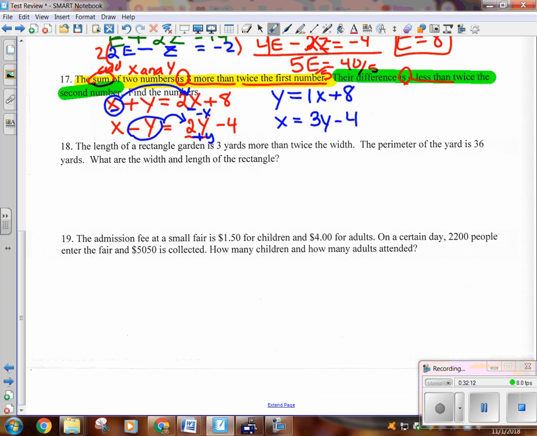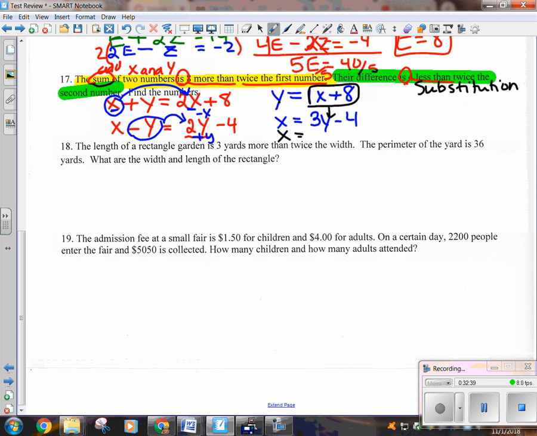Now, both of these are set up as x equals and y equals, so probably the best thing to do is to do substitution. So if you do substitution on this problem, you have a choice. You can substitute whichever equation you want into the other. Well, I'll just pick the first one. y is the same as x plus 8. So in the other equation, y is going to come out and x plus 8 is going to go in.